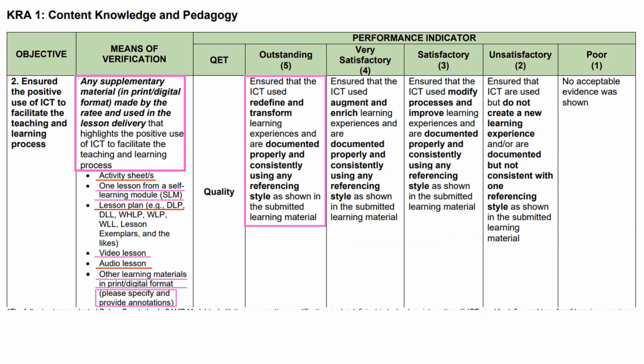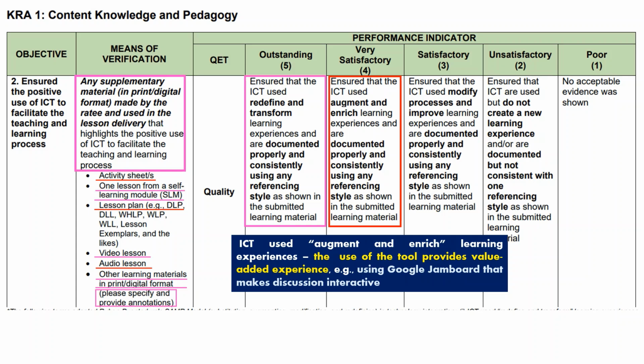To get 4, you have to ensure that the ICT used augment and enrich learning experiences and are documented properly and consistently using any referencing style as shown in the submitted learning material. ICT used augment and enrich learning experiences. It means that the use of the tool provides value-added experience. For example, using Google Jamboard that makes discussion interactive.